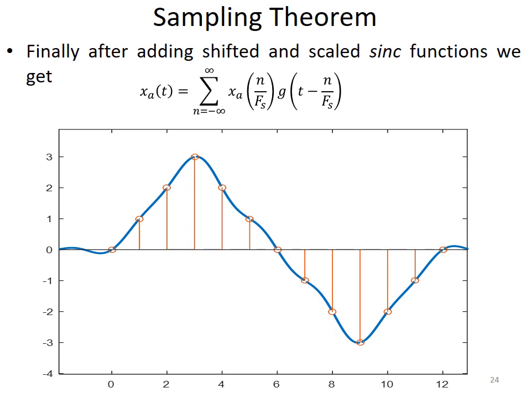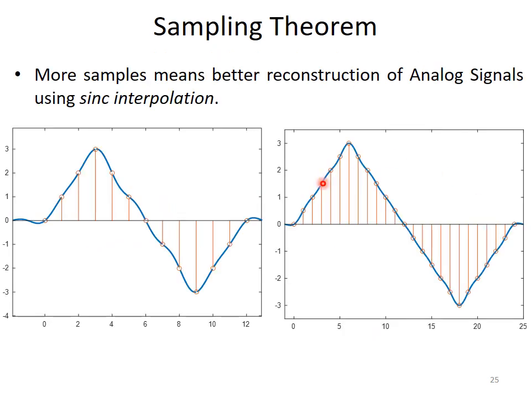Obviously it is not very accurate because we do not have enough samples to reconstruct the actual waveform. If we increase the number of samples per unit time, we may have a better example. Here in this figure you can see we have now twice as many samples per unit time, and the reconstruction of the signal is much better as compared to this one.